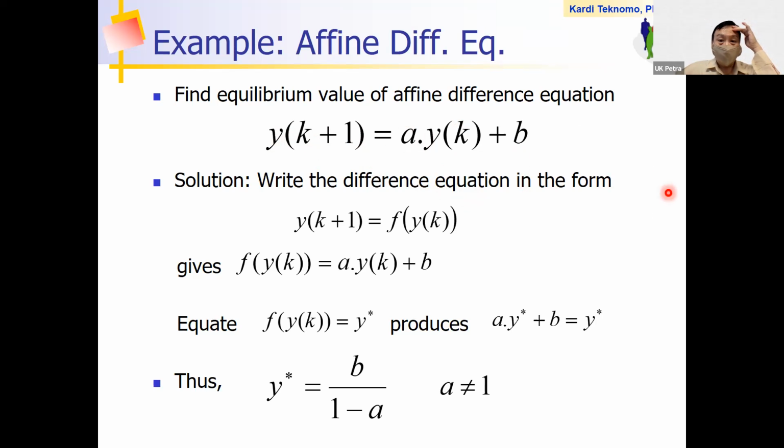Okay? So, the solution is, first you write the difference equation in this form. y_{k+1} is a function of y_k, right? This one, right? And then, what is this? This function is actually this one, correct? The right side, okay? So then you equate this function to y star. Okay? What will happen? So this a times y star plus b equals y star.